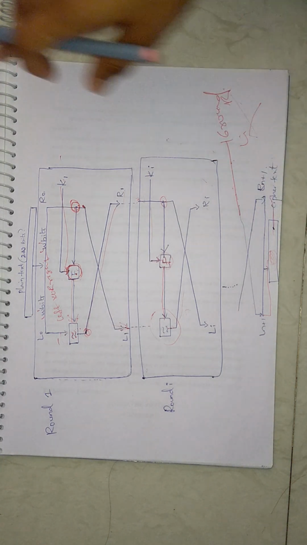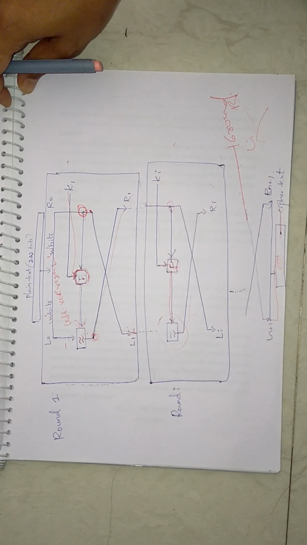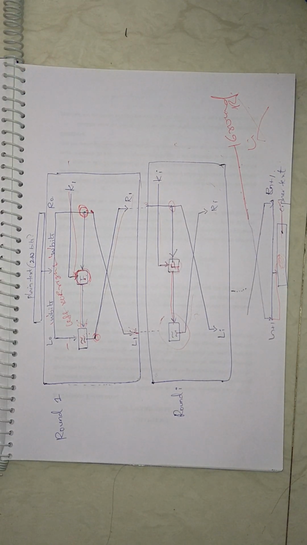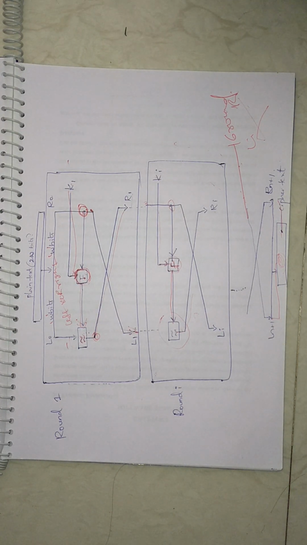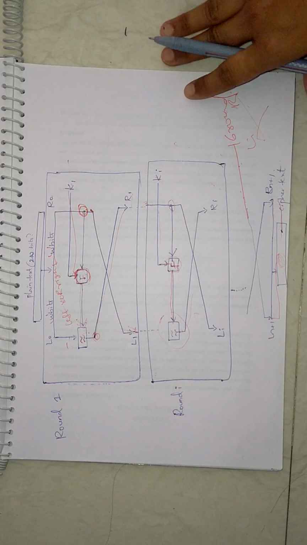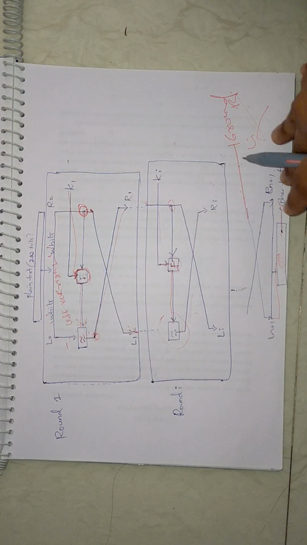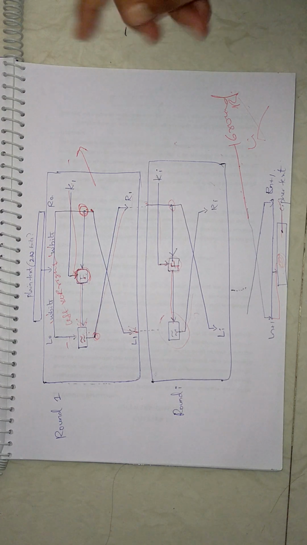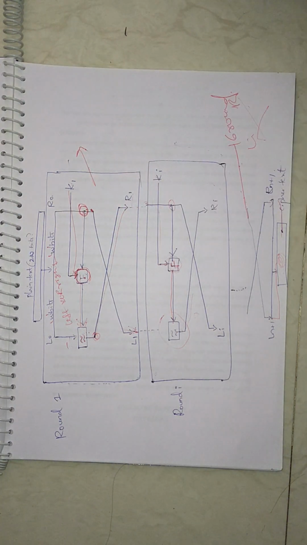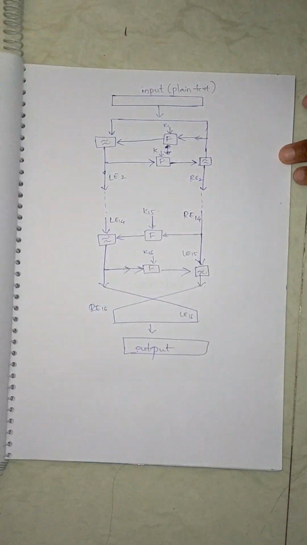This is the complete process of the Feistel cipher structure, which will happen in the 16 rounds. Okay, and this is a complete 16 round structure, right? Now I'll explain each round structure in detail. We have the 16 round structure and each round structure also. Okay, we'll see that now.